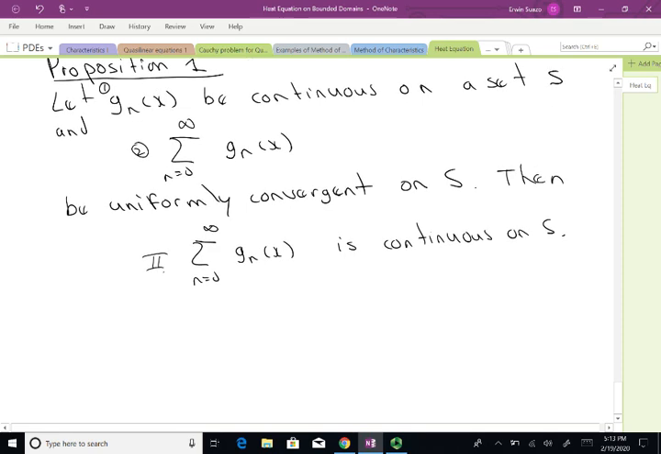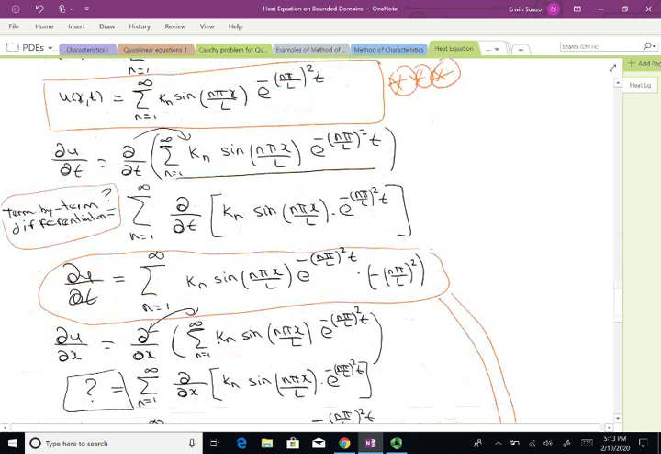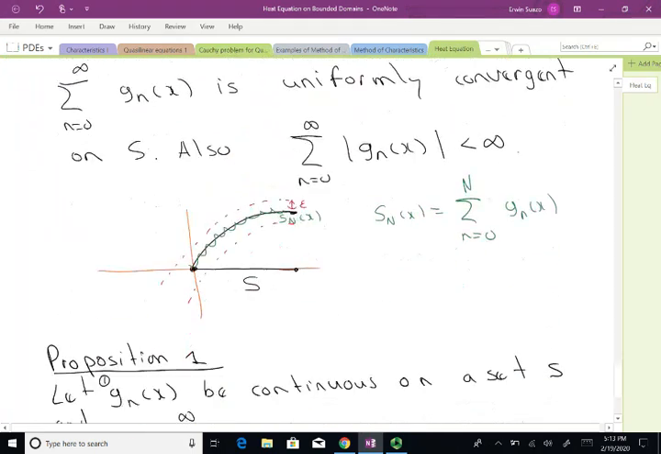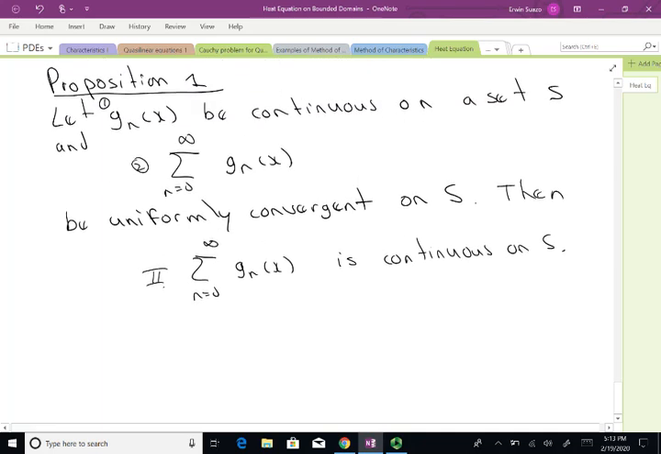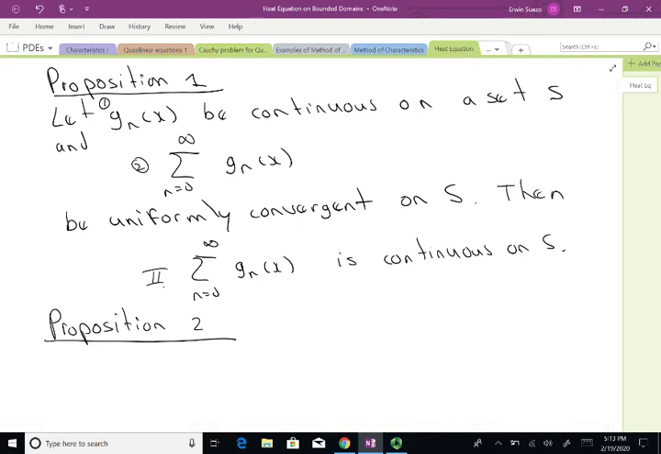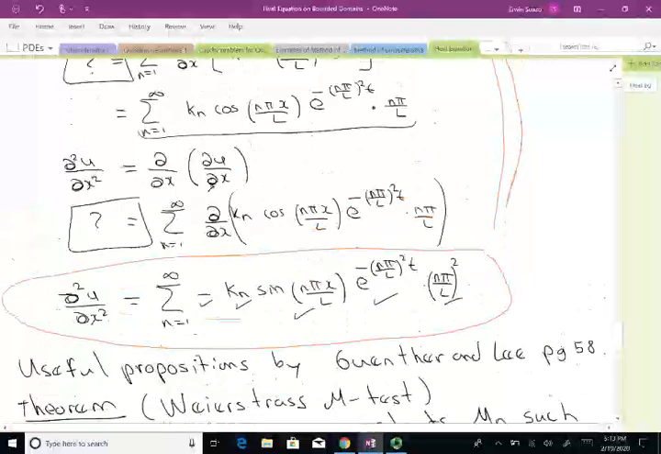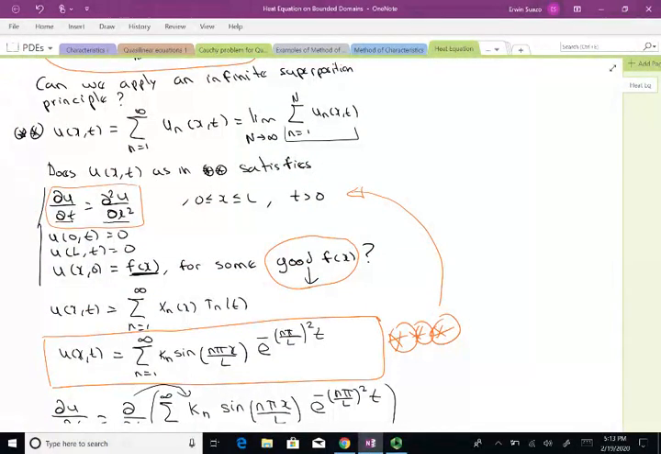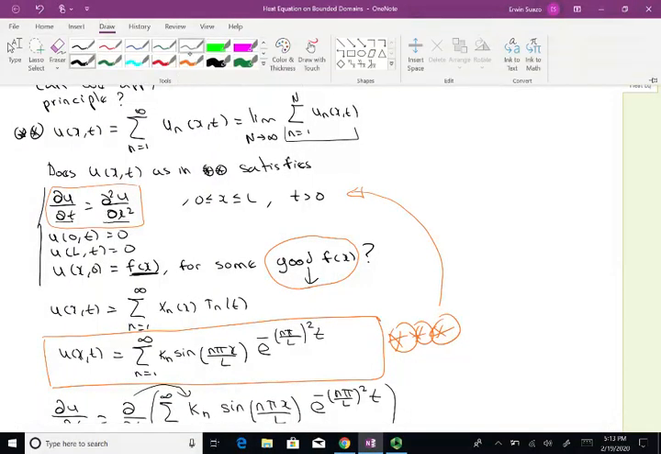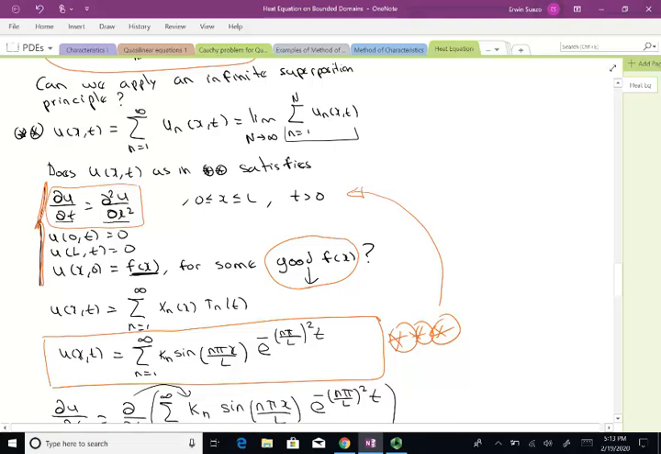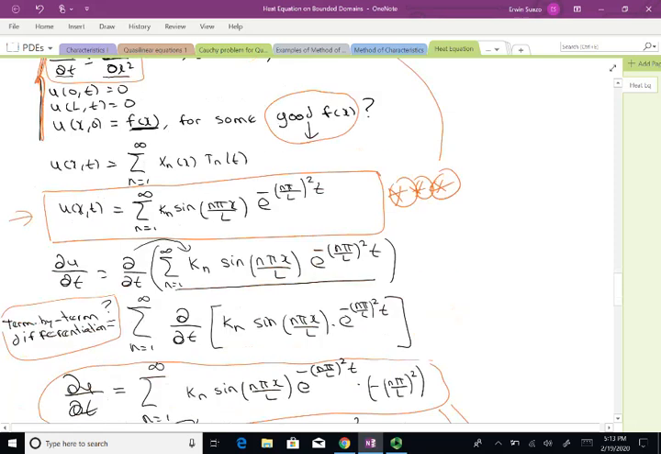How do you prove it's uniformly convergent? You use your beautiful Weierstrass M test. It's very, very useful. So proposition 2, and all these results we're going to use when we're proving that the solution for the heat equation is this guy. In order to prove this, we're going to have to use these propositions.